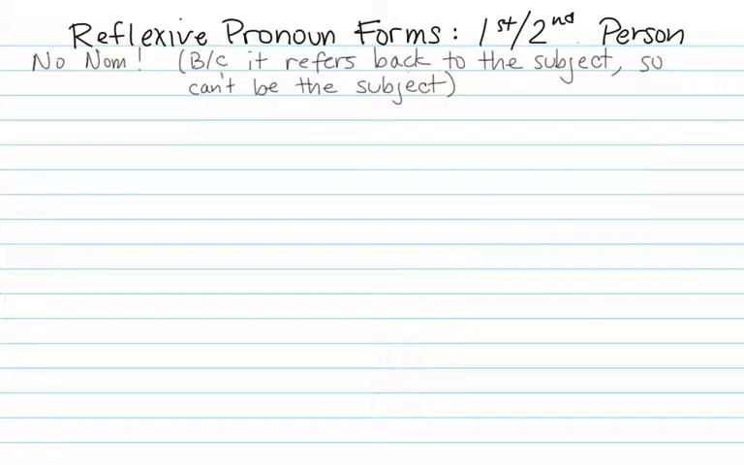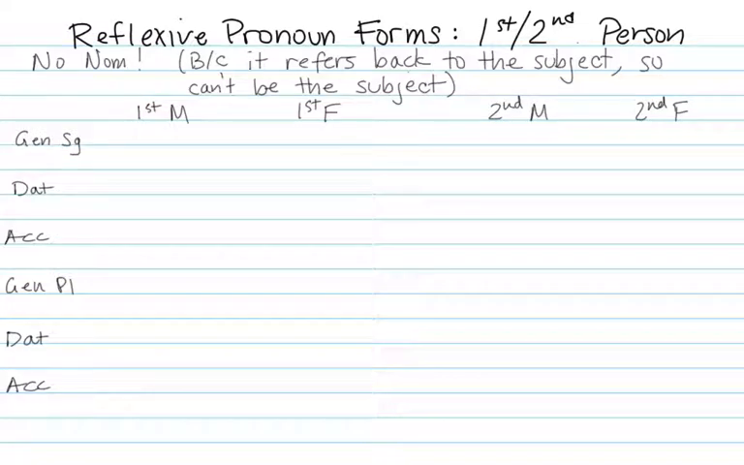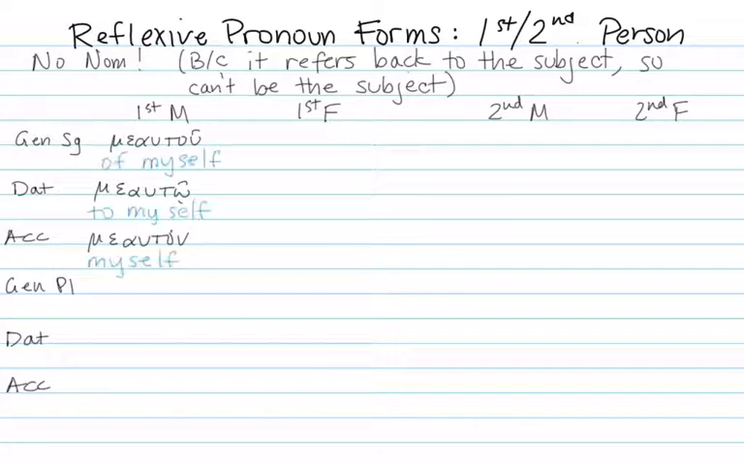So there's no nominative form because this pronoun refers back to the subject, so it cannot be the subject. So we're going to look at just the genitive, dative, and accusative, singular and plural. As I mentioned, you start with some version of auton. Here I've given you the masculine singular in genitive, dative, and accusative. And then you add the prefix me to get myself. So this is emautou, of myself, emautō, to myself, and emauton, myself. Recall you can only use those forms when talking about men.